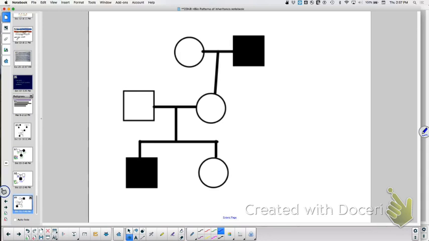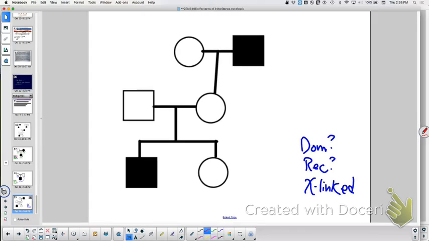So we want to know, will this work for a dominant? Will it work for a recessive? Will it work for X-linked? What can you rule out easy peasy? Dominant. And how are you ruling that out? We don't even need to put any letters. Dominants don't skip generations. We're done with you.